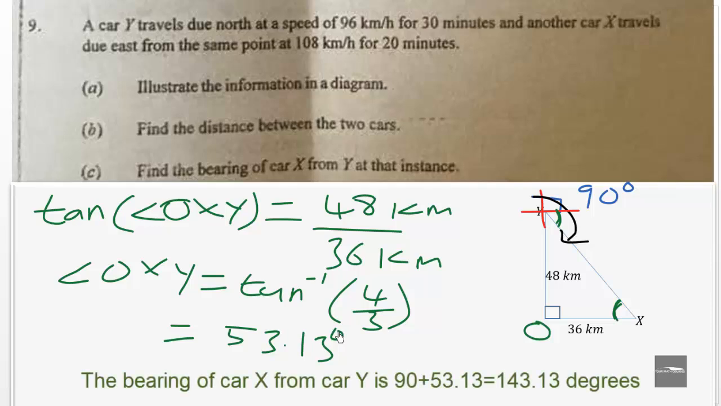So the bearing of car X from car Y will be equal to 90 plus this angle here, which is 53.13 degrees. So we add the two, and it will give us the bearing of car X from Y at 90 plus 53, which is 143.13 degrees. So the bearing of car X from car Y is 143.13 degrees.